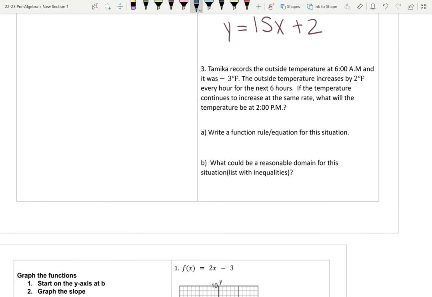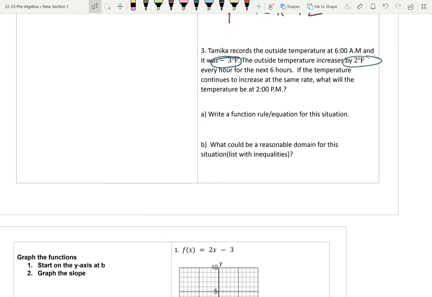This next one here, it says that she's recording the temperature. It starts at negative 3 degrees at 6 a.m. and it increases by 2 degrees every hour. So let's start with just that and write an equation based on that. So if it goes up by 2 degrees every single hour, that's going to be my slope. And if my starting point is negative 3, that's going to be my b. So I will get f of x equals 2x minus 3. And I write f of x because it wants a function.